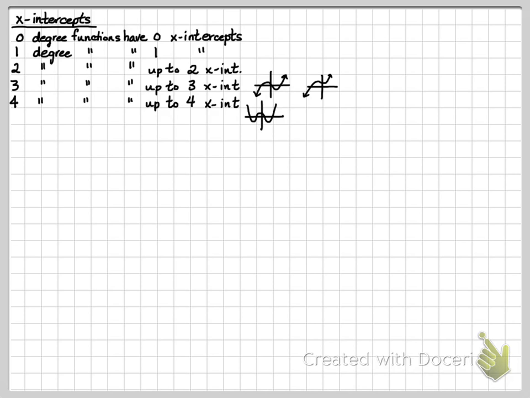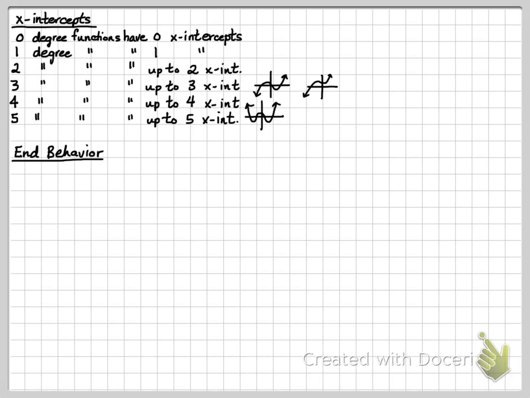Degree 4, the fourth degree functions, have up to 4 x-intercepts. There's a picture there, and 5 degree functions have up to 5 x-intercepts. No picture required.